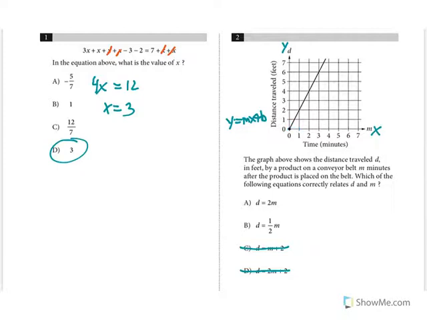All right, so now we want to see what is our slope, rise over run. So we see if we go to that point right there, we're coming up 2 and to the right 1. We have a rise of 2, a run of 1, which means our slope there is 2 over 1, or 2, which corresponds with A. d equals 2m.